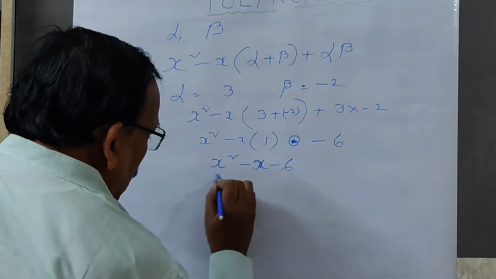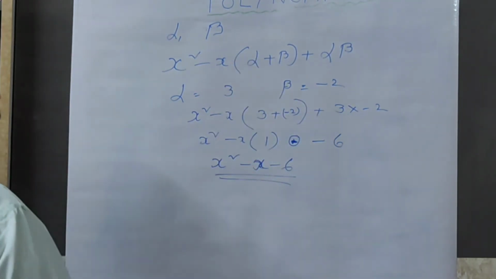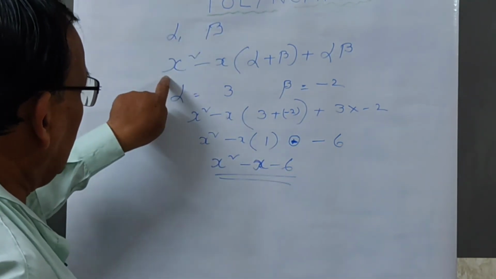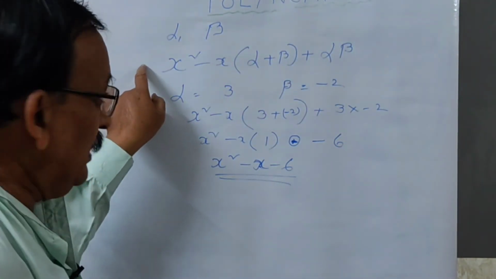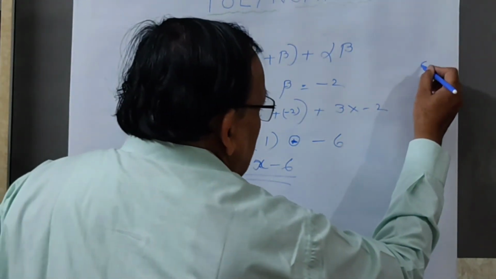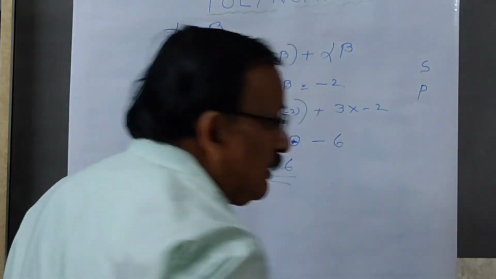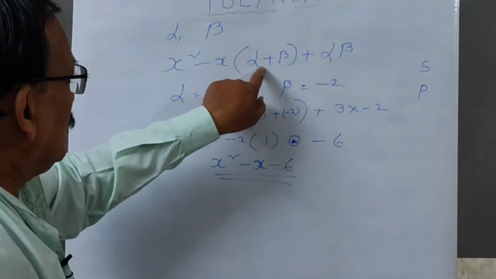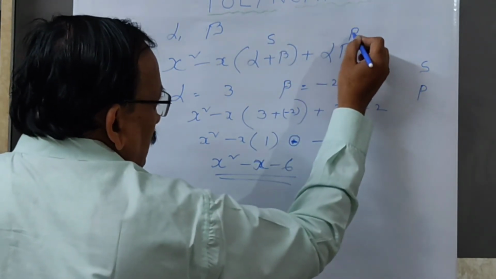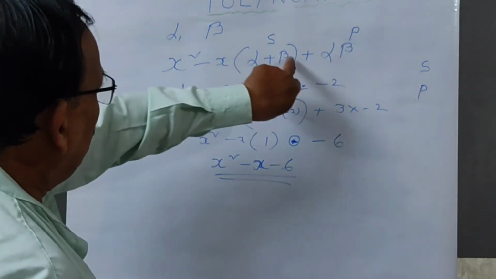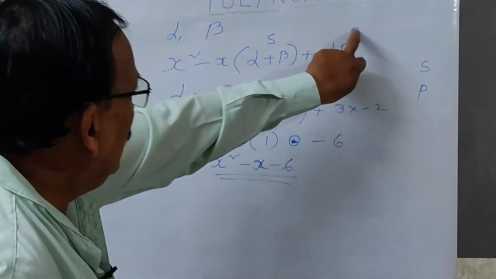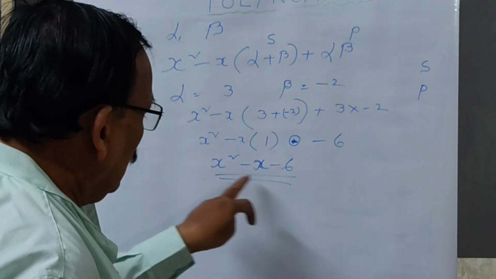This is the quadratic polynomial, found like this if alpha and beta are given. Don't forget this formula, a very important formula. Sometimes they will give you S and P. What are S and P? S means the sum of the zeros, directly they will give you the sum of the zeros, and P the product of the zeros. Directly you have to implement the sum of the zeros value over here and the product of zeros over here, and then find the quadratic polynomial.